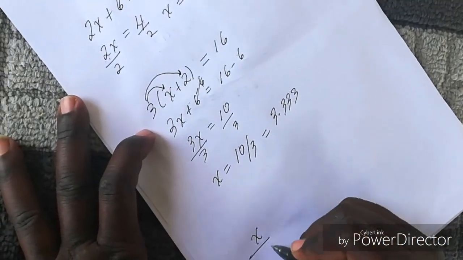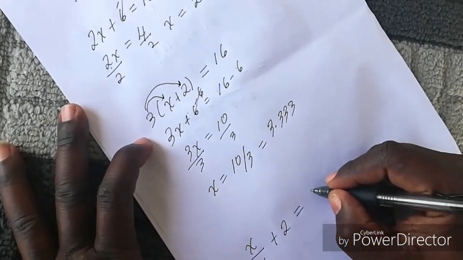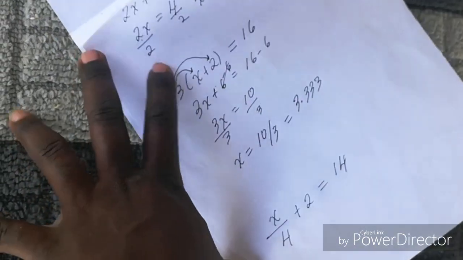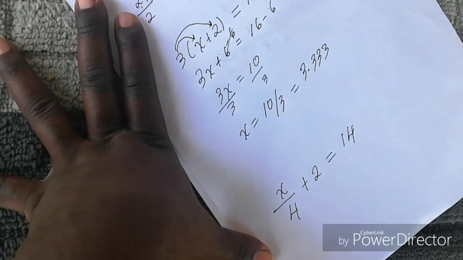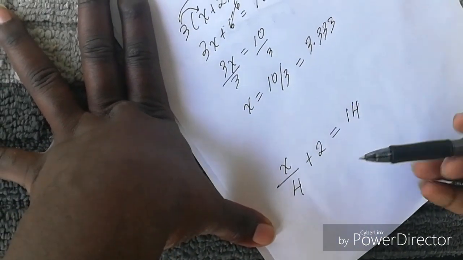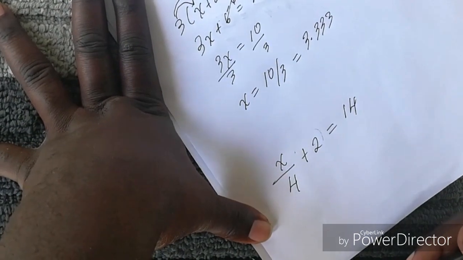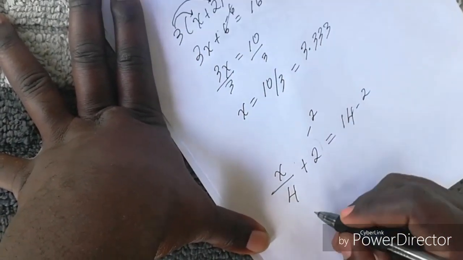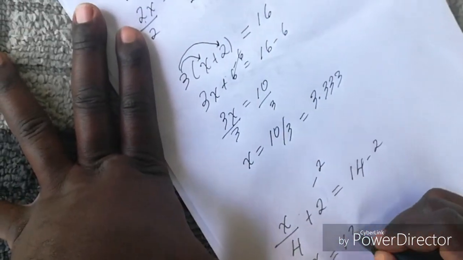Now what if we had a fraction? So we have x over 4 plus 2 is equal to 14. Now what if we had a problem like this? Seems almost impossible. Well, let's follow the steps again. The first thing that we're going to do is we're going to remove this plus 2 by using the balancing method. So we're going to subtract 2 from here, subtract 2 from here. So we have x over 4 is equal to 12.